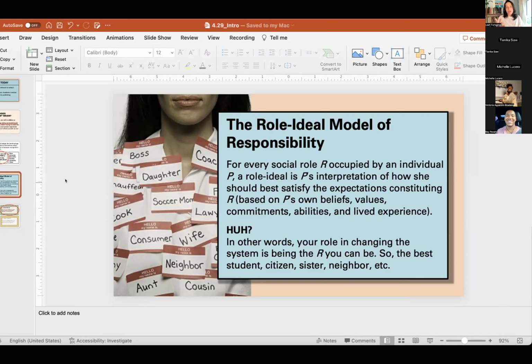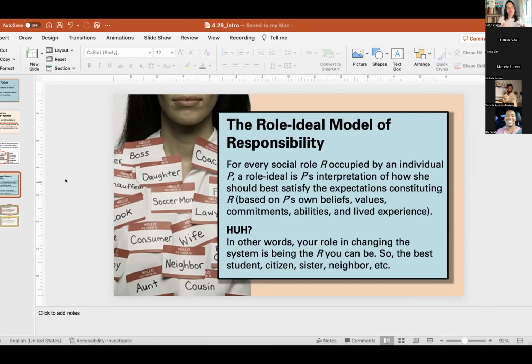And so, as a lot of you probably remember, the role ideal model for responsibility is the idea that for every social role R, so we're going to abbreviate a social role as the letter R, occupied by an individual, and that individual we're identifying as P, it's like a placeholder, like you do in algebra, right? A role ideal is P's, that individual's interpretation of how they should best satisfy the expectations constituting the role that they're occupying.